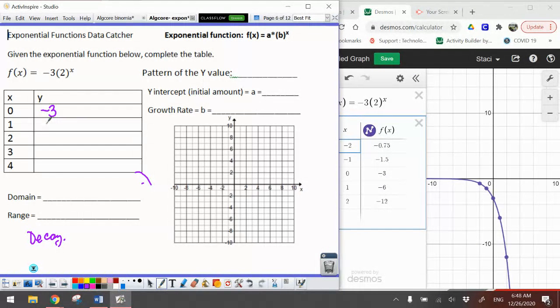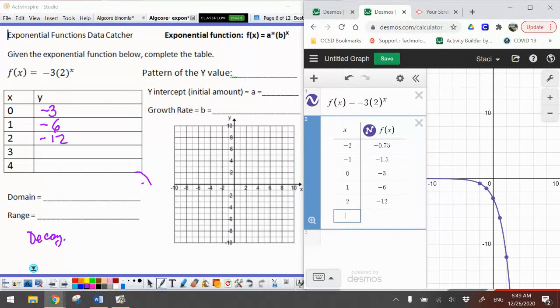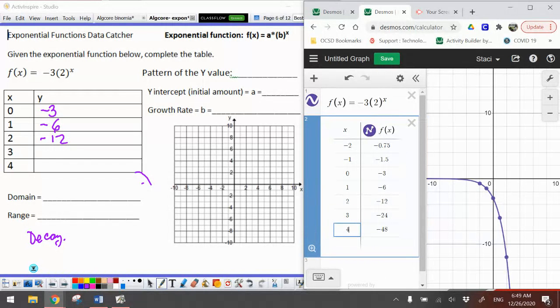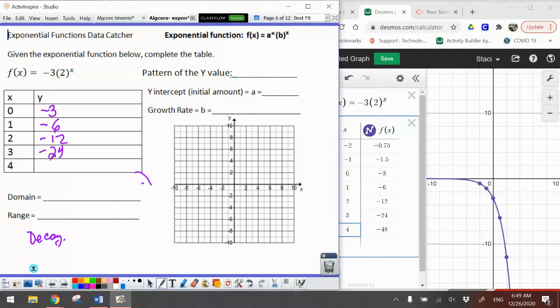And 1 is -6. And 2 is -12. And if I need additional numbers, I can just click down here. I need 3 and I need 4. Well, I see -24 and -48. Well, I definitely see a pattern.